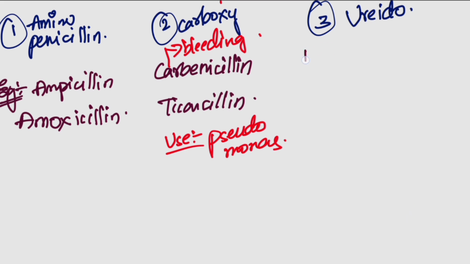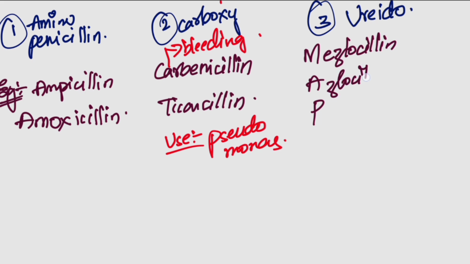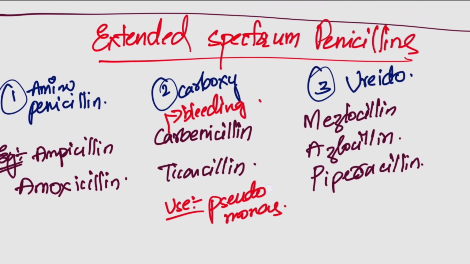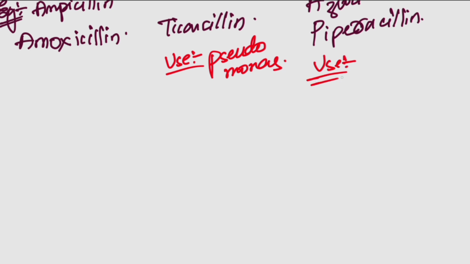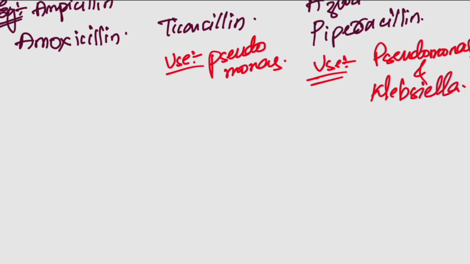Next, the ureidopenicillins we have are mezlocillin, azlocillin, and piperacillin. These ureidopenicillins are the most extended group of penicillin. They are used for both Pseudomonas and also Klebsiella.